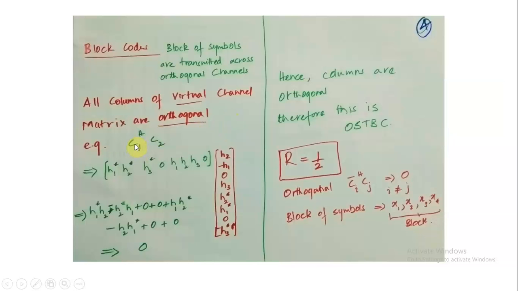For example, if we take any two columns, for example column 1 and column 2, and we take the Hermitian of column 1 and multiply it with C2, we get 0. Similarly, if we take C1 Hermitian and multiply it with C3, that would also be equal to 0. Hence, columns are orthogonal to each other. Therefore, this system of codes is called orthogonal space-time block codes. Especially a 3 by 1 system in which you are transmitting 4 symbols in 8 symbol times, at a rate of 1 by 2.